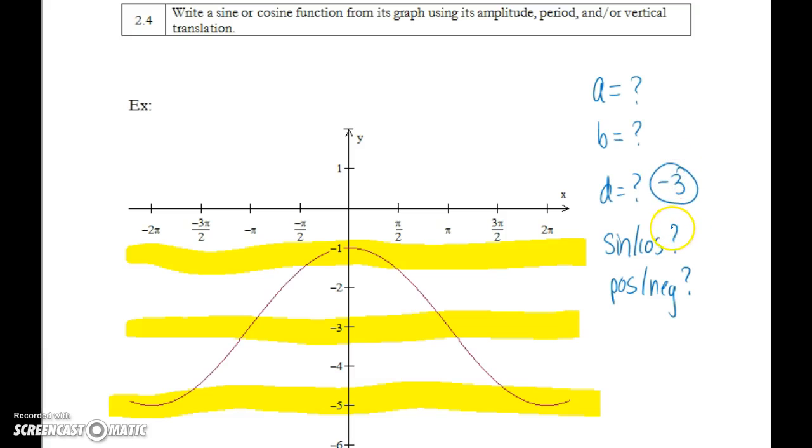A is the amplitude, the distance from the center to the max or the center to the min. So how far from the center to the max or the center to the min? That's 2 units. So our A value is 2.